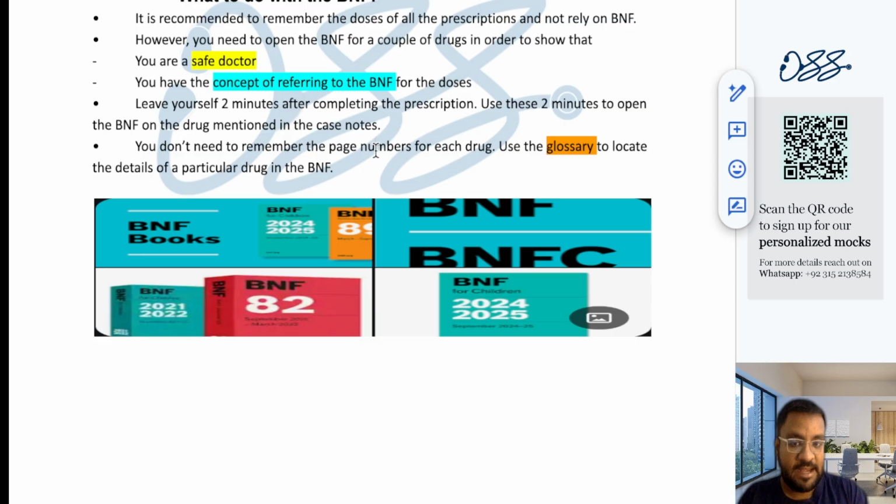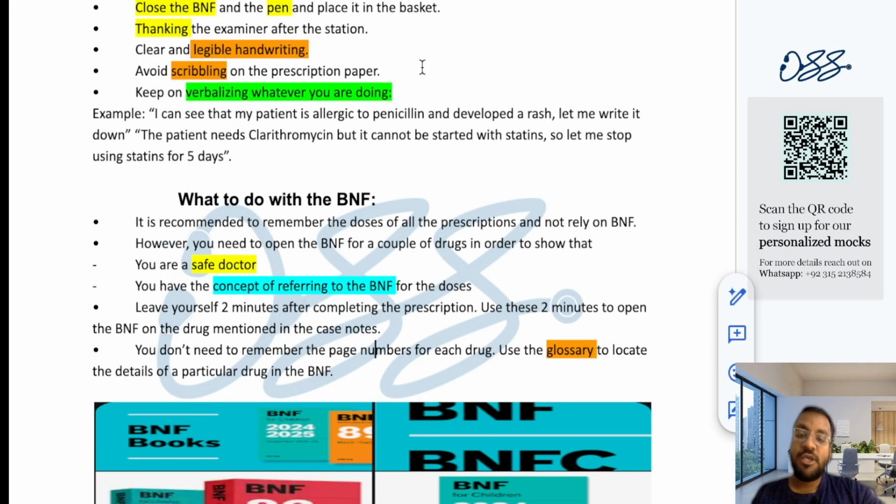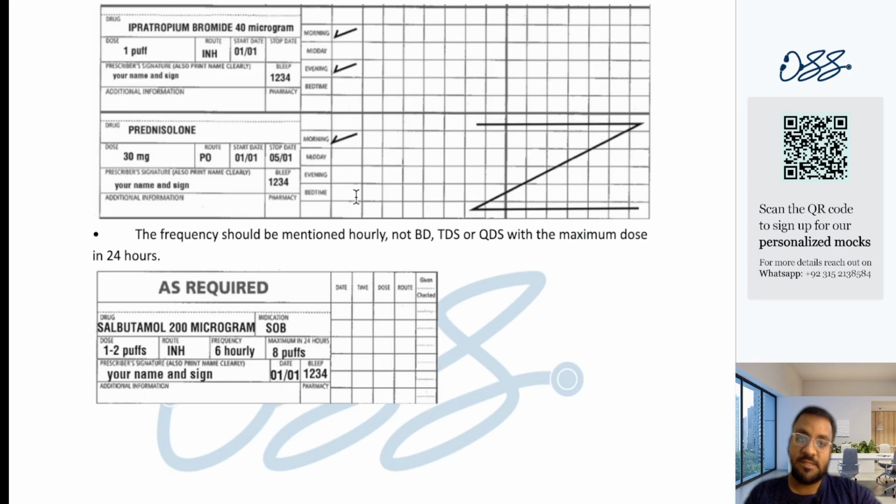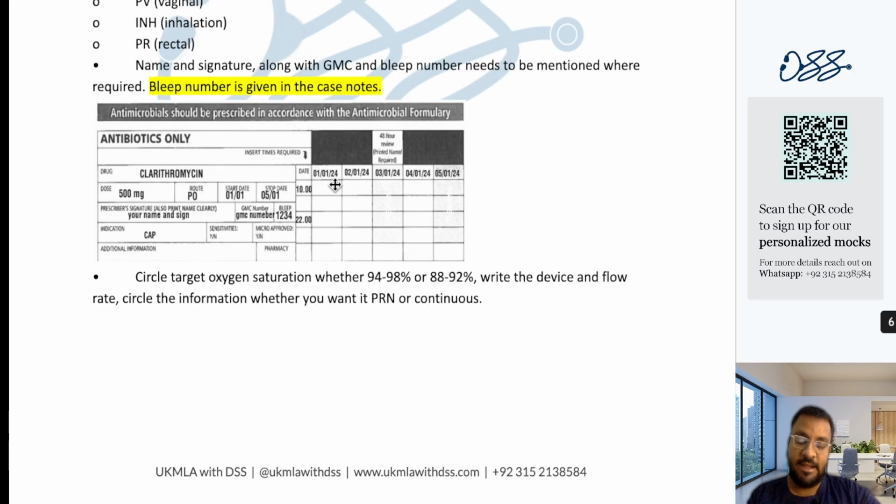Use the glossary at the end. Okay, and then just directly land on the page number on which you're talking about that particular drug, and just see and cross check your prescription, and act as if you're cross checking it. But at the back of your mind, you should be aware of all the doses, and you should remember all the doses by heart.